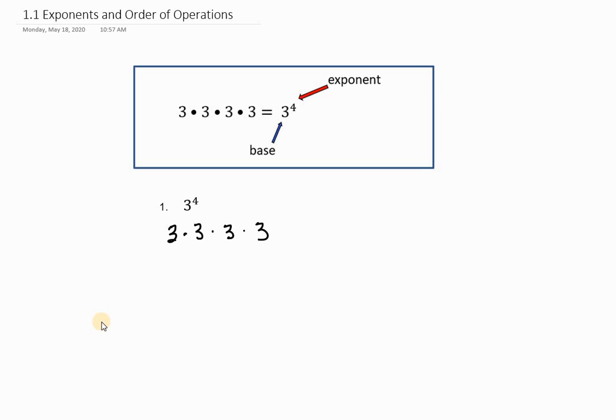Now I can group these first two numbers together because as long as I have all multiplication or all addition, then I can use the commutative and associative properties. So 3 times 3 is 9. Over here in the second half of the problem, I have 3 times 3, which is 9. And 9 times 9 is 81. Be sure that you are not just multiplying the base times the exponent, 3 times 4 and getting 12. That's not how we get the answer to these problems.